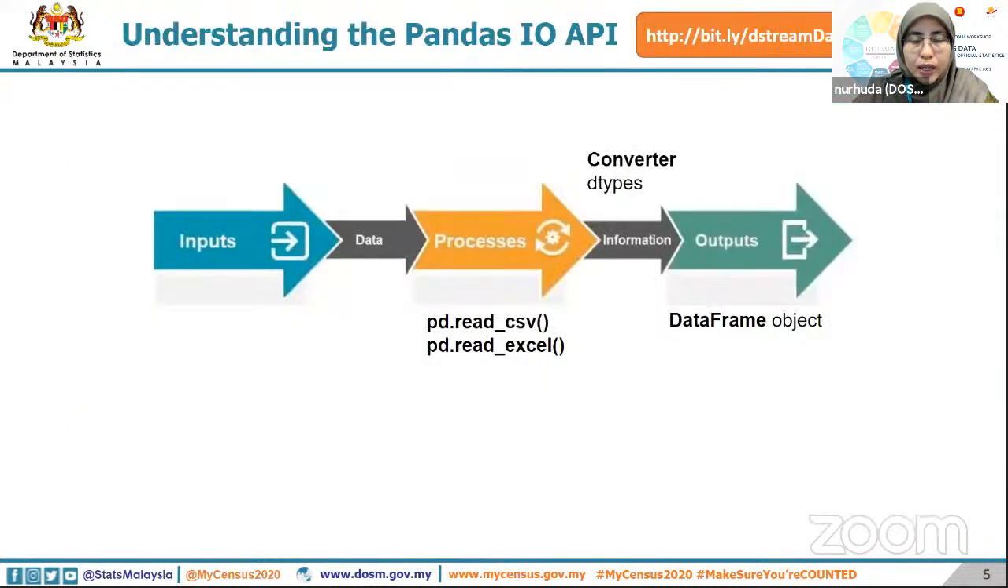In brief, this is the Pandas IO API, which starts with the input: how you call your data from external sources, the CSV, Excel, from open sources such as websites, how you process it and convert it into information, and produce the output. This is the basic framework of using Pandas.